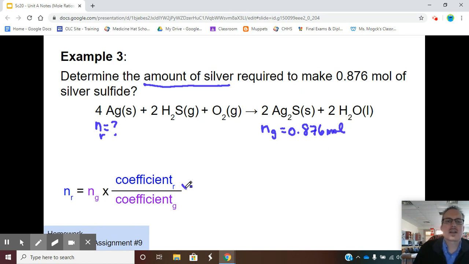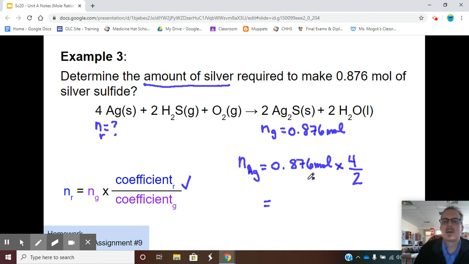So again, 1 mark, I'm going to copy the formula off of my data booklet. We're now going to find the moles of silver because that's what I want to find. So we start by writing down the number that we already know, 0.876 moles. And remember, from here, we're going to play a little game of leapfrog. Multiply it by 4, divide it by 2. So write down your number, unknown 4 over known 2.